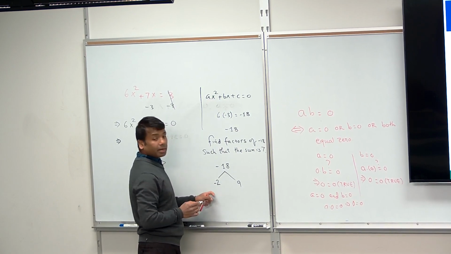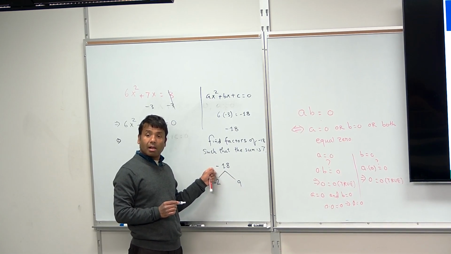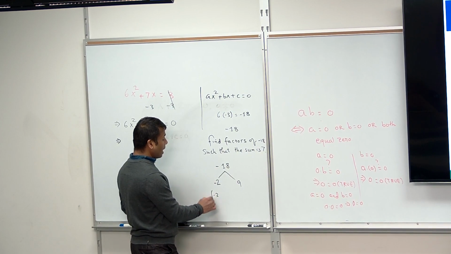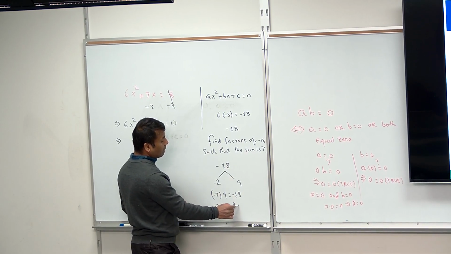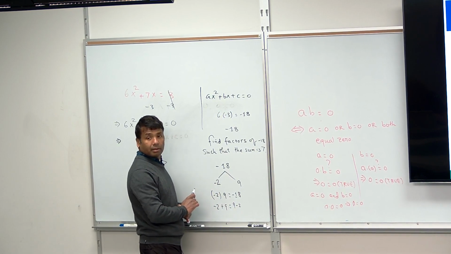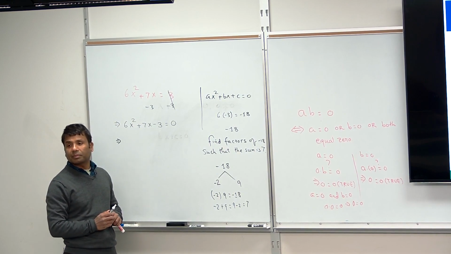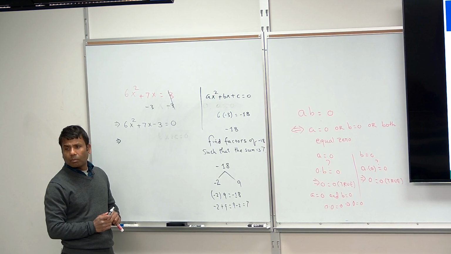So negative 2 times 9 is negative 18, is that right? And if you add them up, negative 2 plus 9, which is the same as 9 minus 2, you get 7. So you're taking the two numbers that got factored together and getting their sum? Yes.